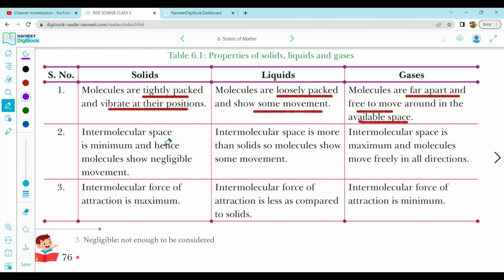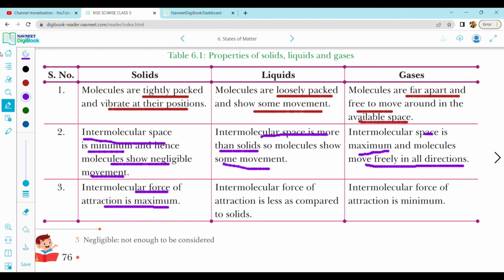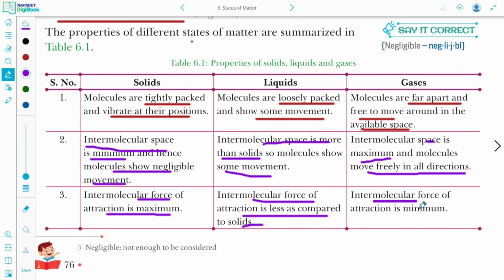In solid, intermolecular space is minimum. Molecules show negligible movement. In liquids, intermolecular space is more than solids. Molecules show some movement. In gases, intermolecular space is maximum. Molecules move freely in all the directions. In solid, intermolecular force of attraction is maximum. In liquids, intermolecular force of attraction is less as compared to solid. In gases, intermolecular force of attraction is minimum.